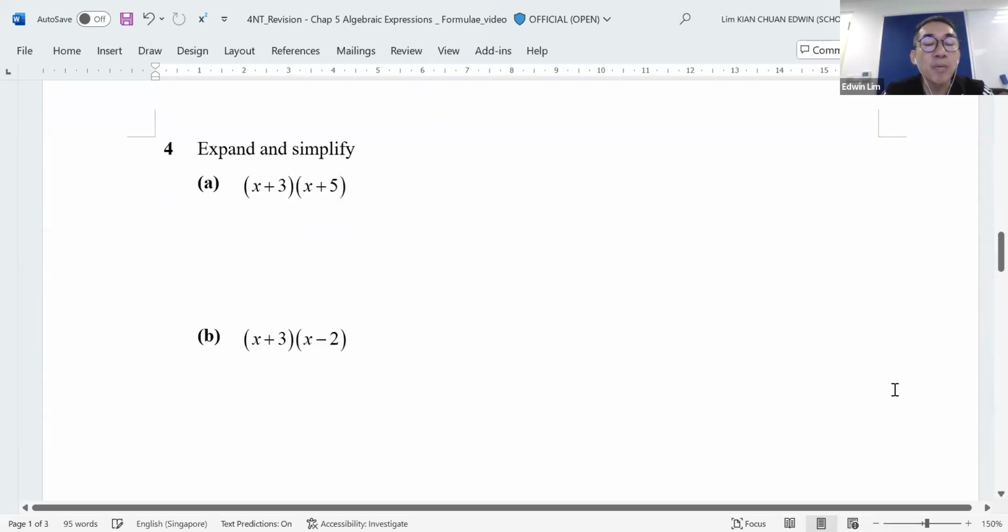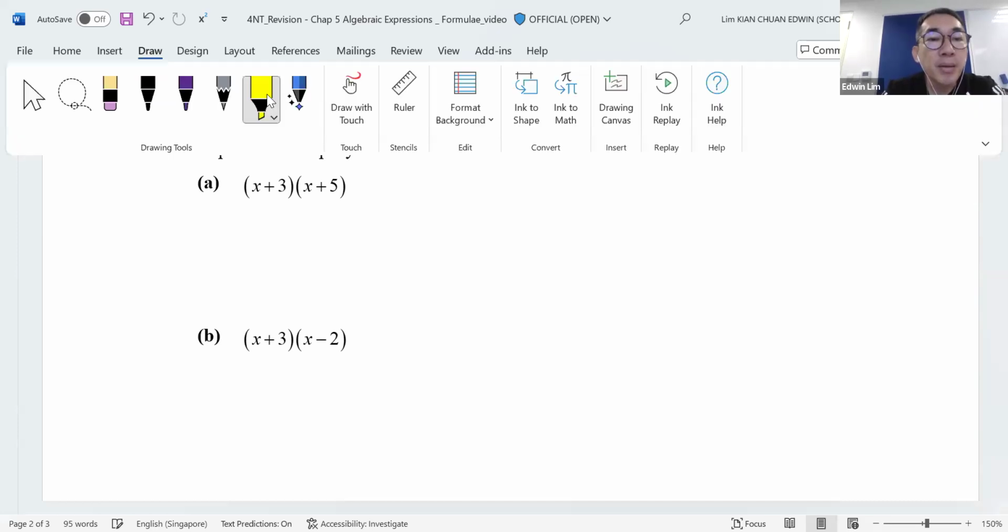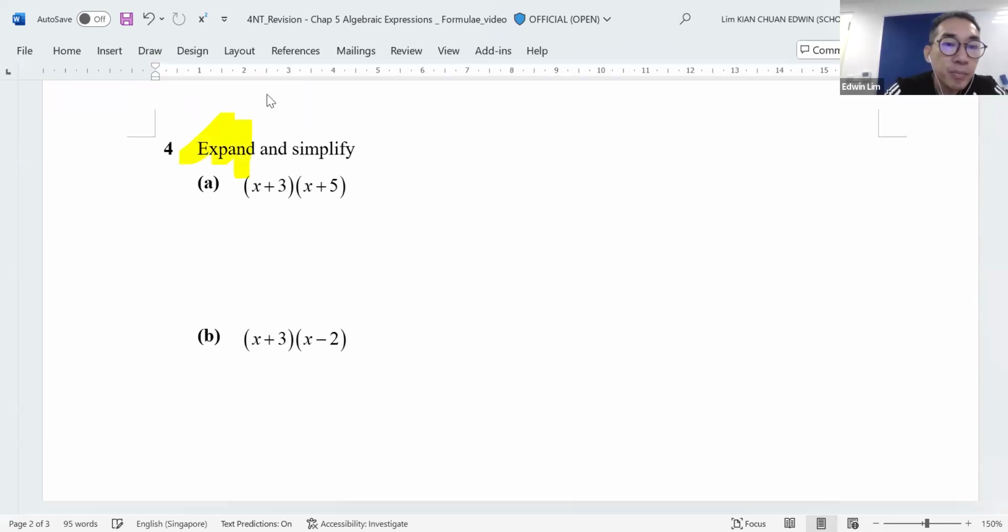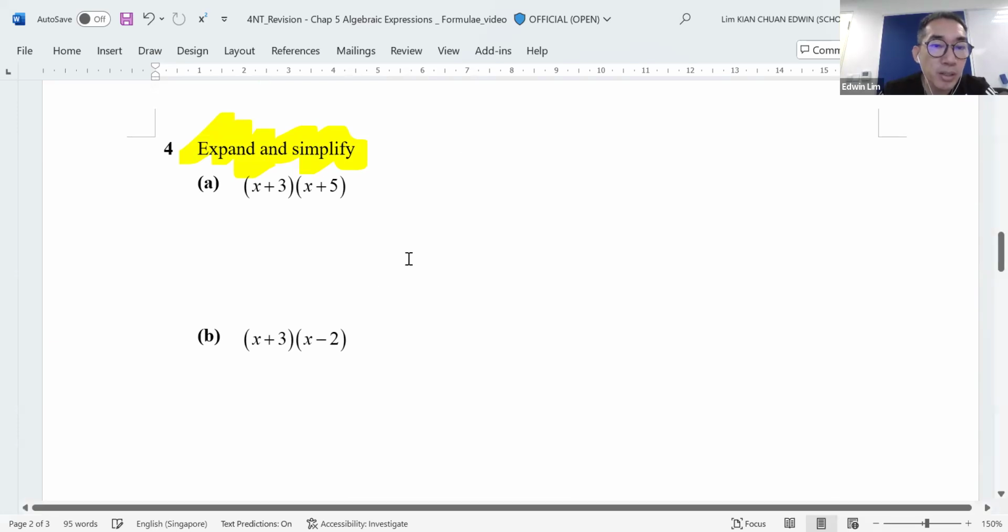Question number 4. Expand and simplify. Expand, and simplify, meaning I need to remove the bracket first, and then I will put the same family together. All right, what is so different between question 3 and this?